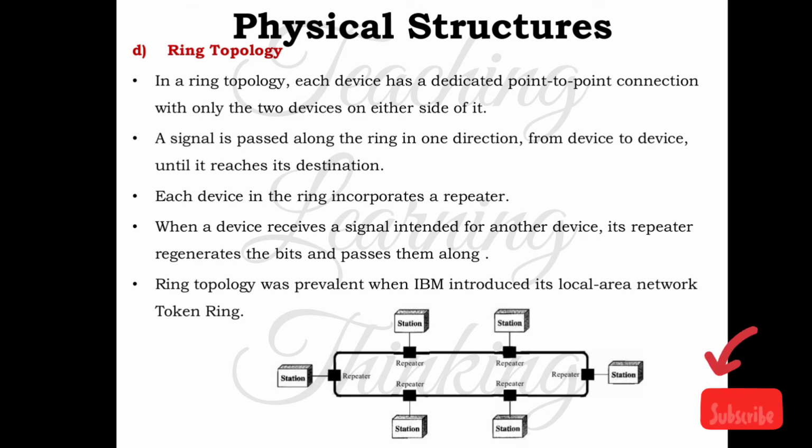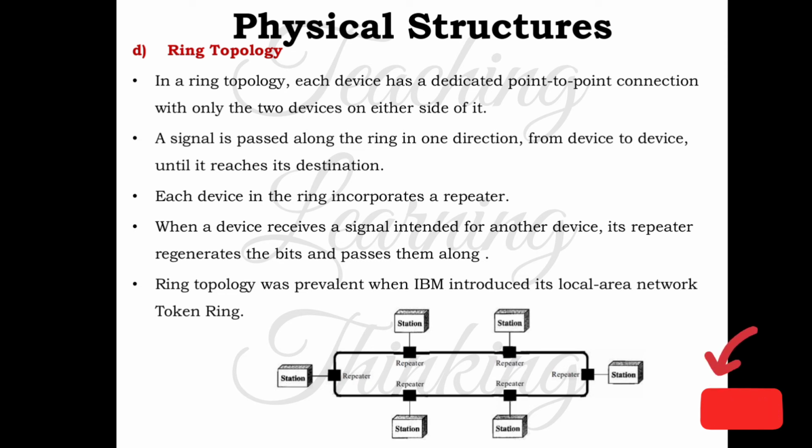In a ring topology, each device has a dedicated point-to-point connection. Mesh topology, star topology, and ring topology: the first two use only point-to-point connections, but in ring topology, only the two devices on either side of a device have a point-to-point connection with it. A signal is passed along the ring in one direction, from device to device, until it reaches its destination.